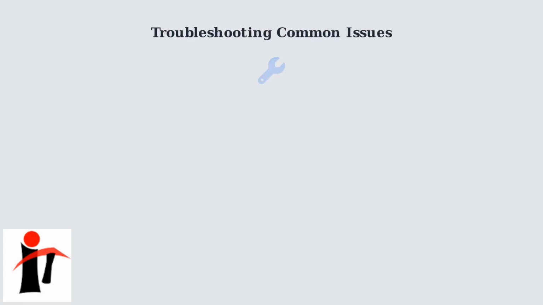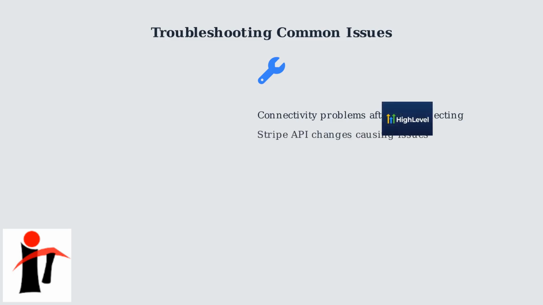When troubleshooting common issues after disconnecting Stripe from your GoHighLevel agency account, you may encounter connectivity problems during or after the process. If connectivity issues persist, consult GoHighLevel's official troubleshooting guide for detailed solutions. Stripe's API changes can sometimes cause temporary disruptions, so be aware of these potential issues.